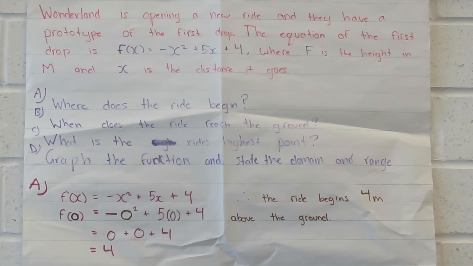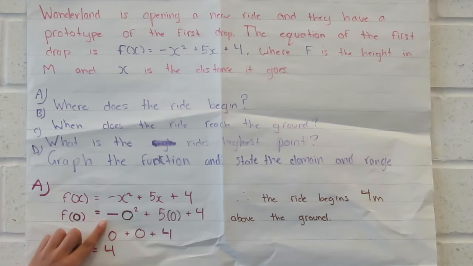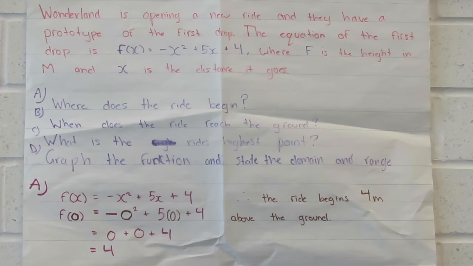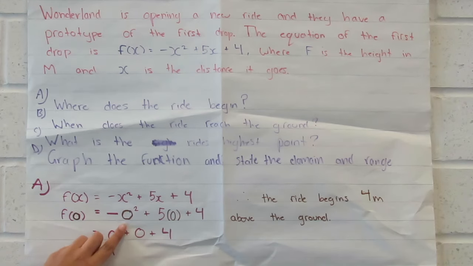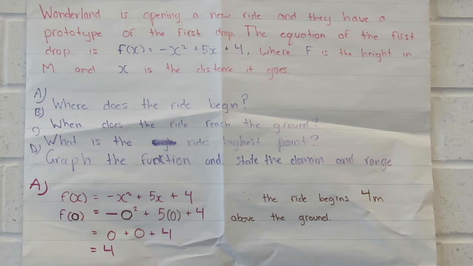So A, where does the ride begin? We're first going to answer this question by subbing in 0 for x, because we already know the x value will be 0. And since we already have one of the points, we can solve for the other point, which is going to be f. So over here, you can see that I subbed in 0 for x. So you're going to get negative 0 squared plus 5 times 0 plus 4. And we all know that 0 squared is 0, and 5 times 0 is 0. So your ultimate answer will be 4. Therefore, the ride begins 4 meters above the ground.